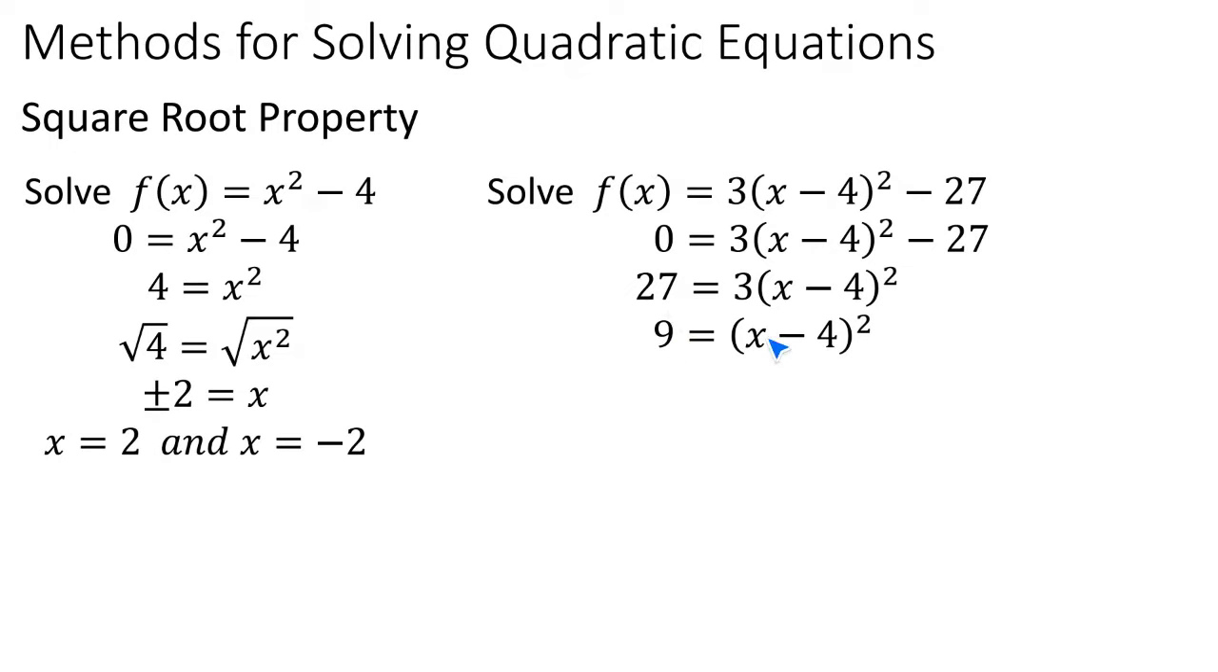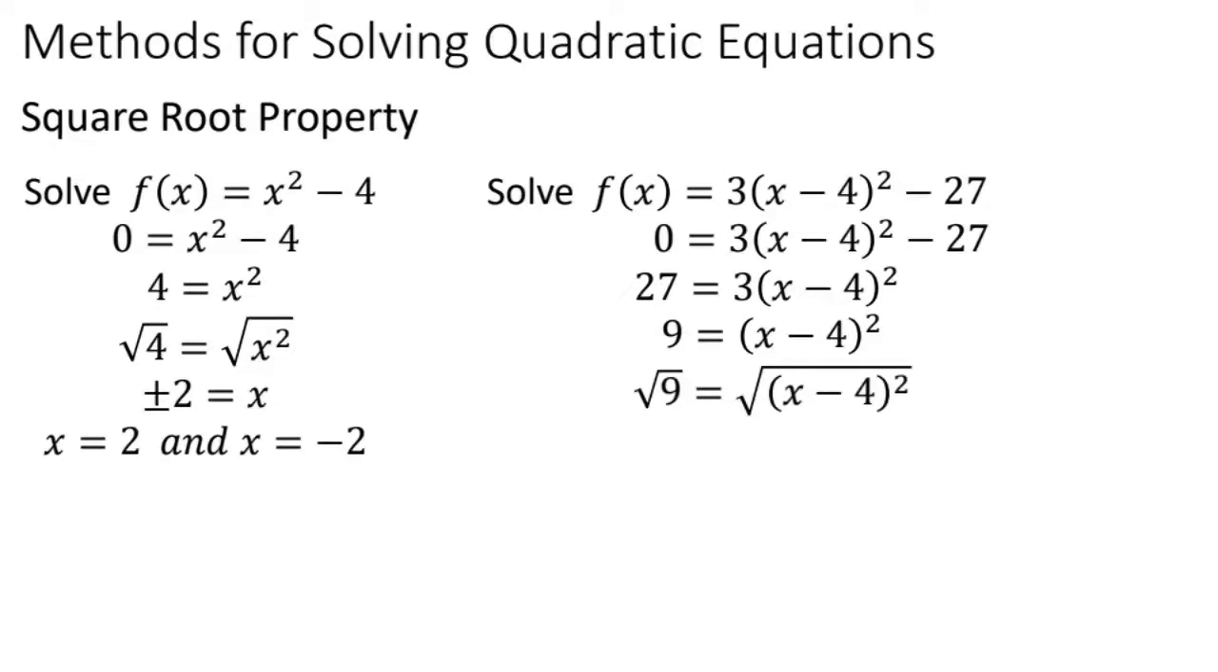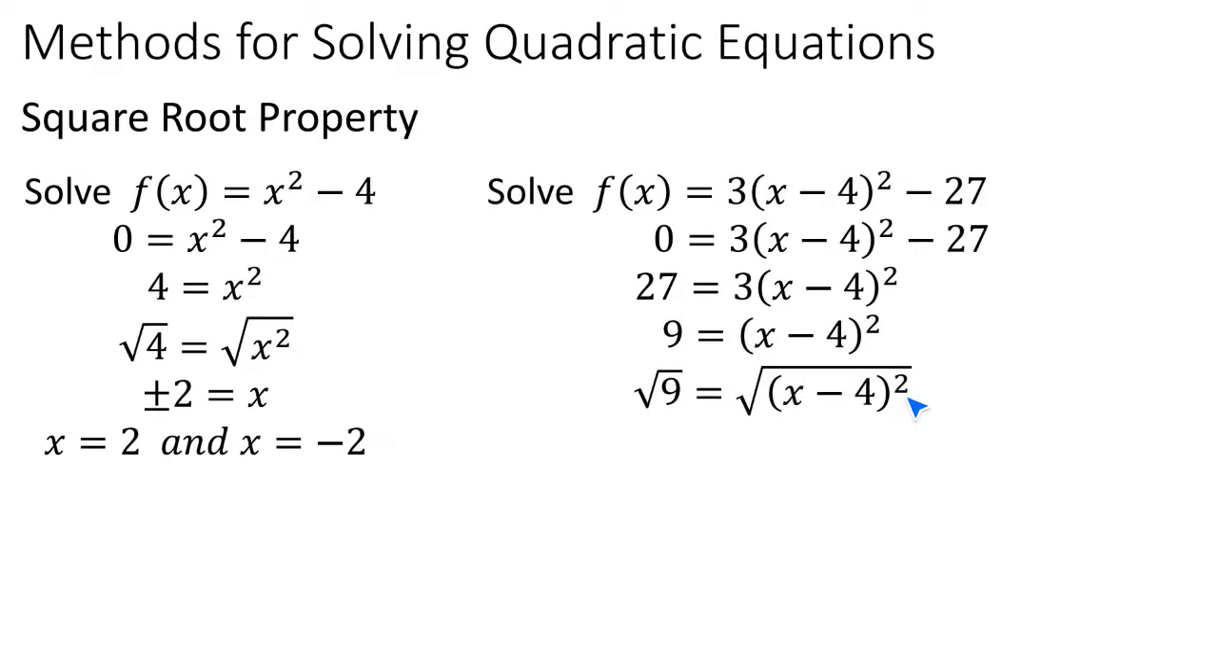Now my x minus 4 squared, my x term, is isolated, so I can take the square root on both sides. Okay, the square root here and the 2 is going to become 1. A lot of people say they cancel. If that works for you, then that's fine. But in reality, it becomes a 1. So it becomes a power of 1. So the square root of 9 is plus or minus 3. And then the square root of x minus 4 squared will become x minus 4.